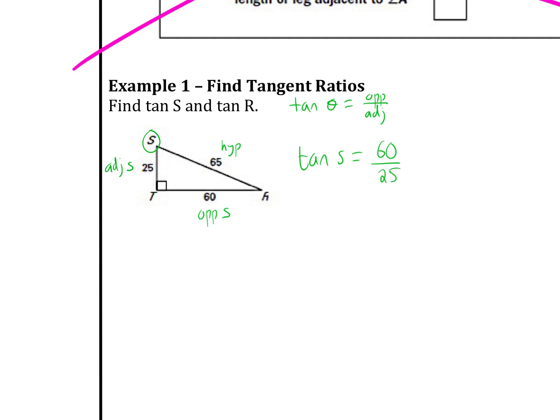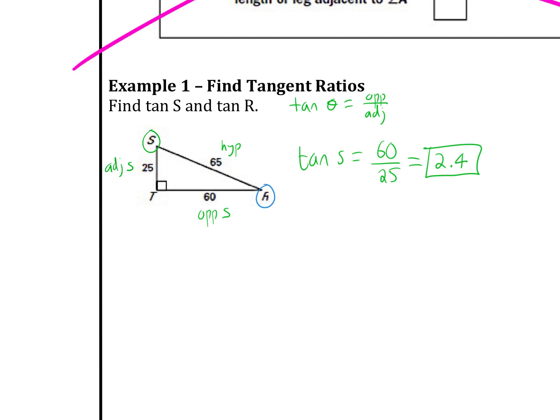Okay? If we divide that in our calculator, it's literally just a ratio. It's just like comparing the length of the opposite side to the adjacent side. And when we simplify that in our calculator, we get 2.4. So the tangent of S equals 2.4. All right, why don't you guys go ahead and you can pause the video and try to find the tangent of R, or you can keep watching and we'll go through it together here.